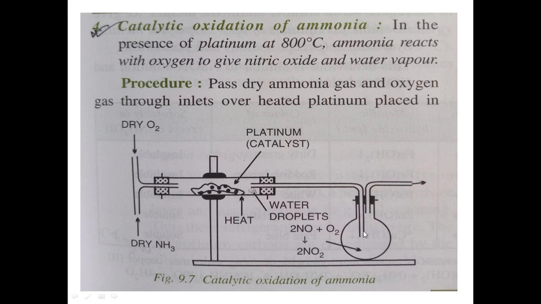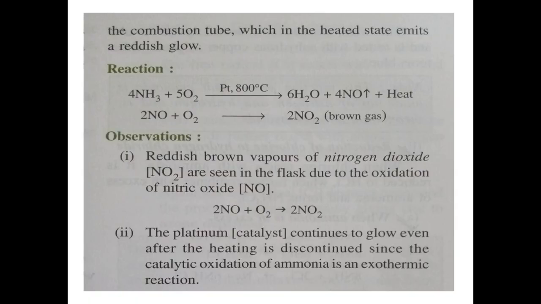Okay, then, which in the heated state emits a reddish glow. So when this reaction takes place, a reddish glow will be there. Then what is the reaction that is taking place in this combustion tube? Ammonia gas combines with oxygen gas in presence of platinum at 800 degrees Celsius to give water plus nitric oxide, and the reaction is exothermic.